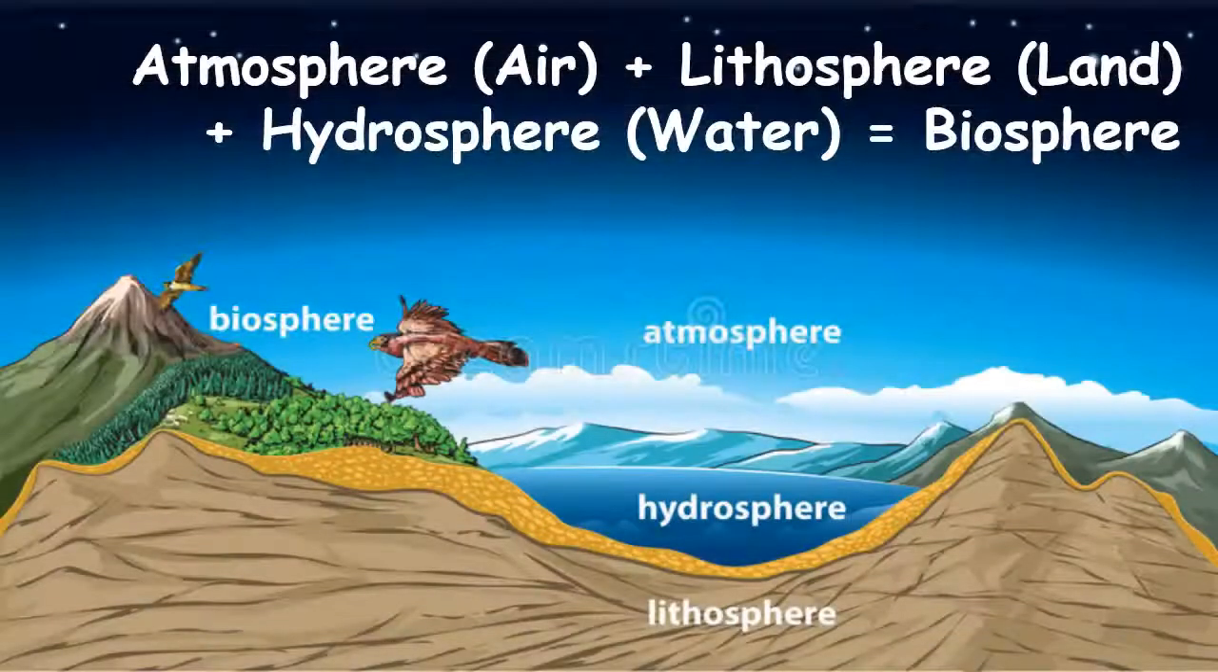The spheres of the earth are classified as follows. Lithosphere means land. It consists of the crust, rocks, and soil. The second one is hydrosphere, that is water. And the last one is atmosphere, that is air. All these three spheres combined form the biosphere. All the living beings, that is plants, animals, and microbes, are found on the biosphere. The lithosphere consists 1/3 part of the Earth's surface, whereas the hydrosphere consists 2/3 part of the Earth's surface.